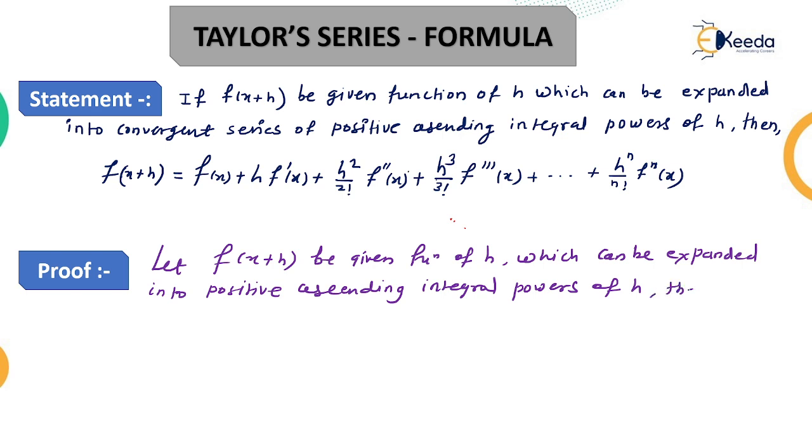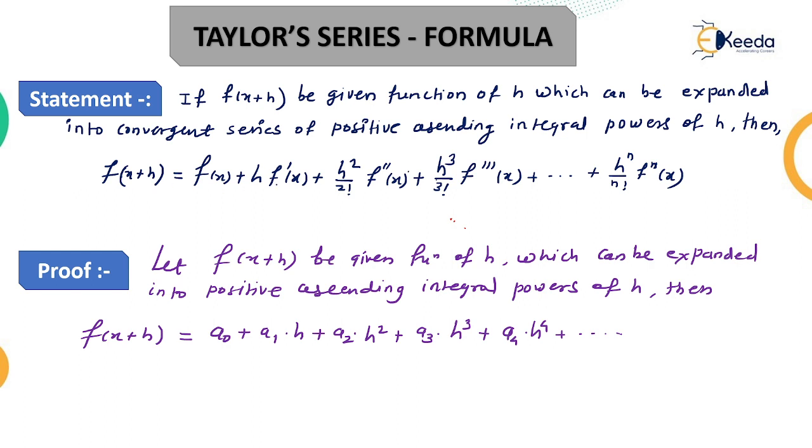Then in the proof, f of x plus h can be written as a naught plus a1 into h plus a2 into h square plus a3 into h cube plus the next term a4 into h raised to 4, and so on.